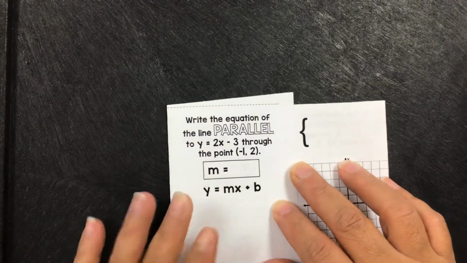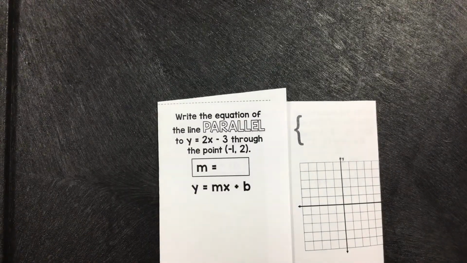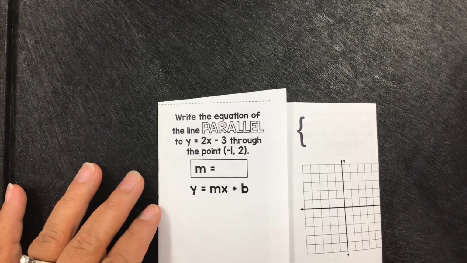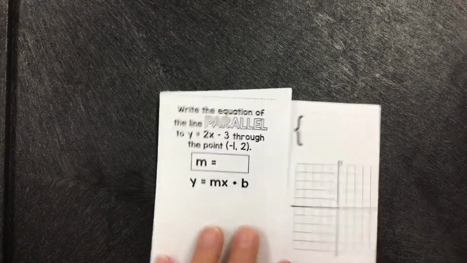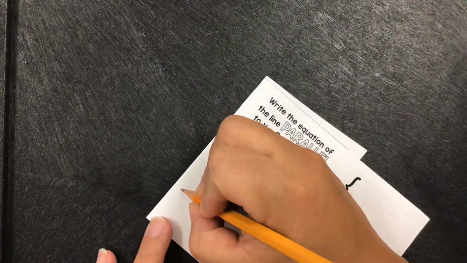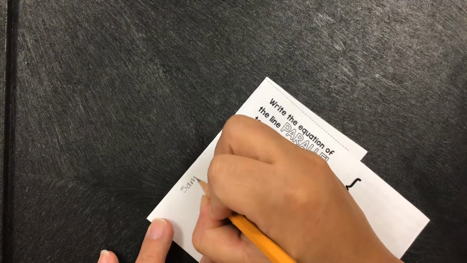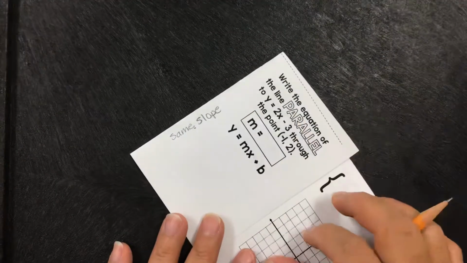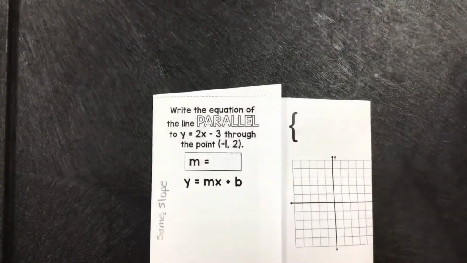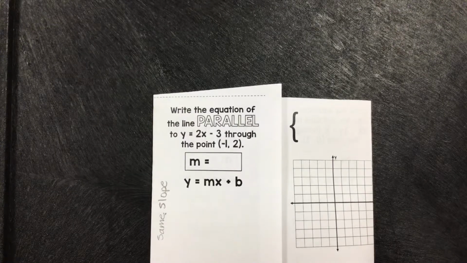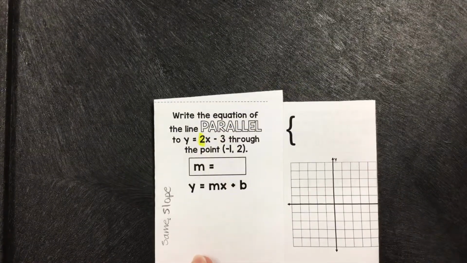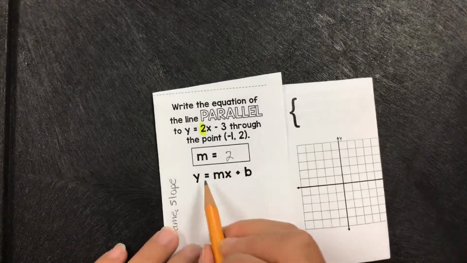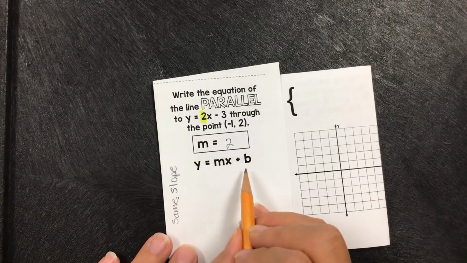So what we're looking at is to write the equation of a line that's parallel to y is equal to 2x minus 3 through the point negative 1, 2. And what you need to remember is that parallel lines have the same slope. So that means that 2 is your slope. And you're going to have to write the equation in the form of y is equal to mx plus b.